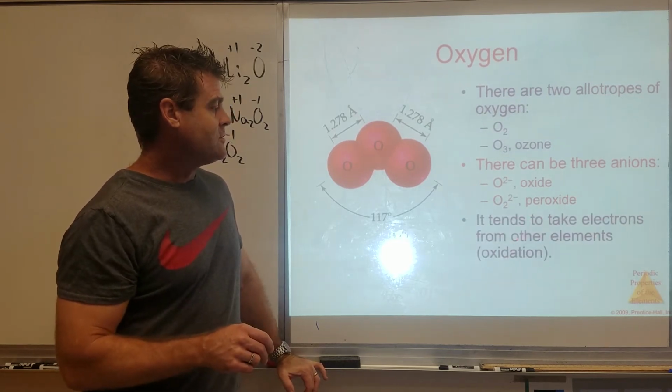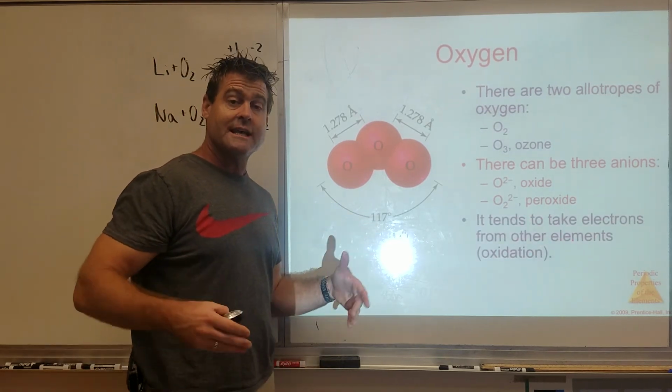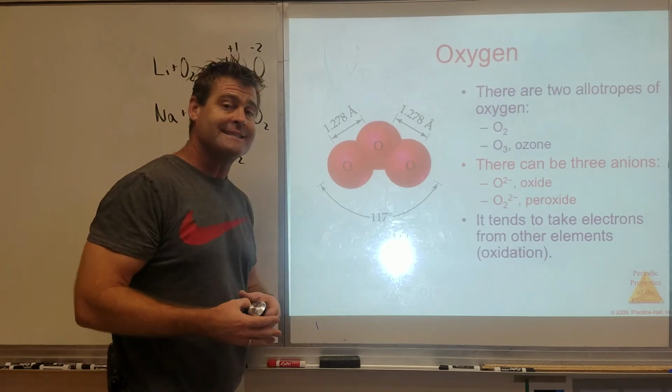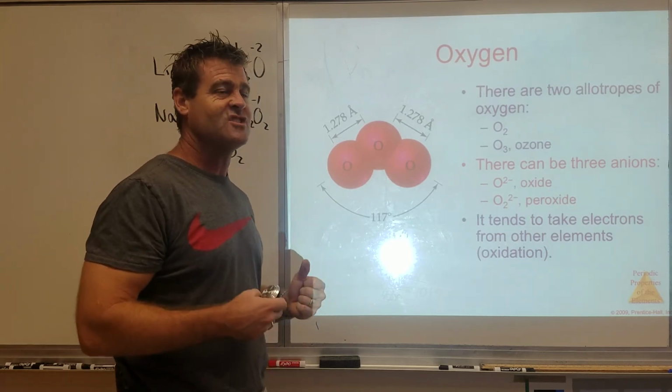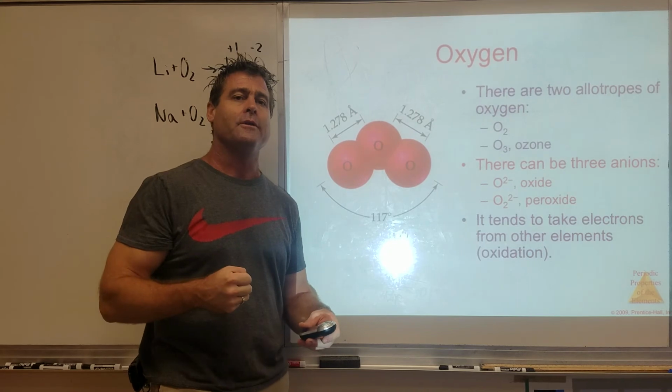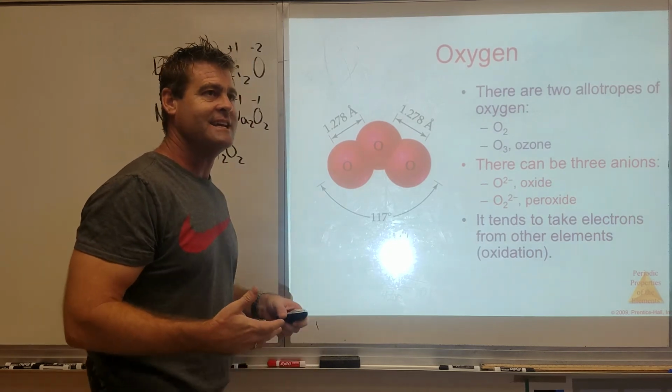So it tends to take electrons from other elements. We know that that's what oxygen is. And that process is called oxidation, and it was named after the fact that oxygen is so electronegative, it takes electrons from other things. We call that process oxidation.